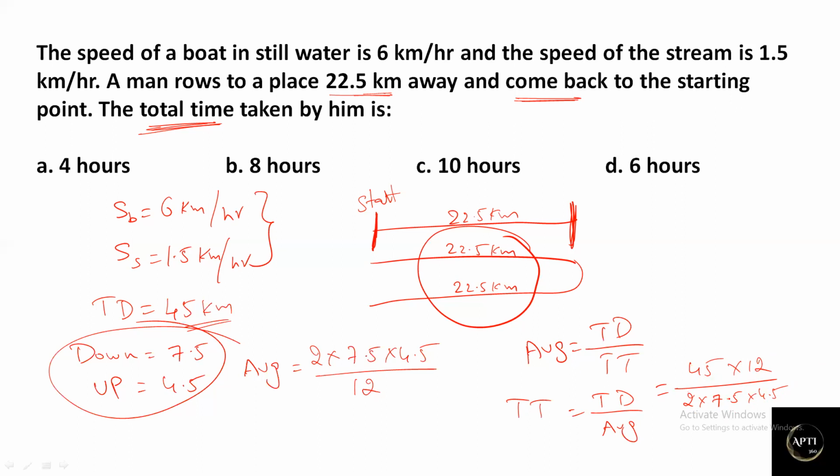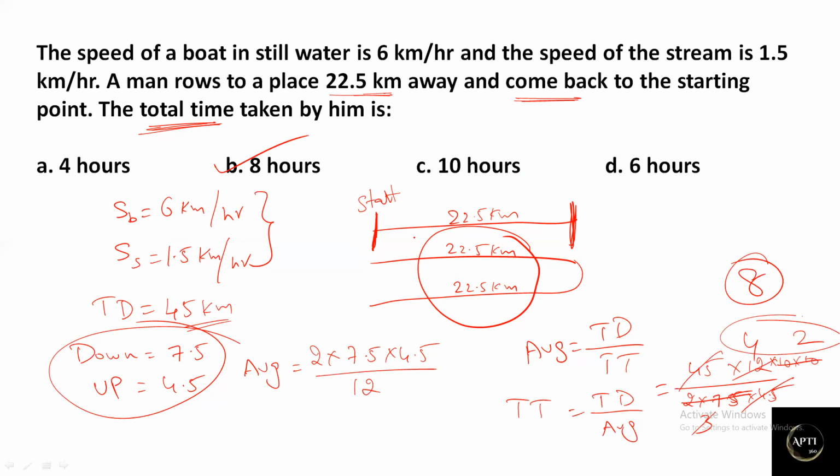If I want to remove these decimals, I can multiply by 10 and 10 here, so it will be considered as 75 and 45. 45 and 45 will be cancelled. Here 75 two times is 150, and 10 times 10 is 100. So here it will be the ratio of 2 and 3, and 3 times 4 is 12. So finally 4 and 2. What is 4 into 2? 8. So the answer is 8 hours. Total time taken is 8 hours.